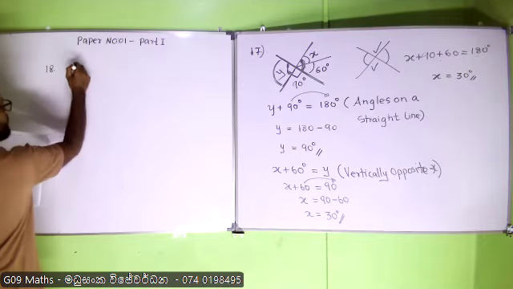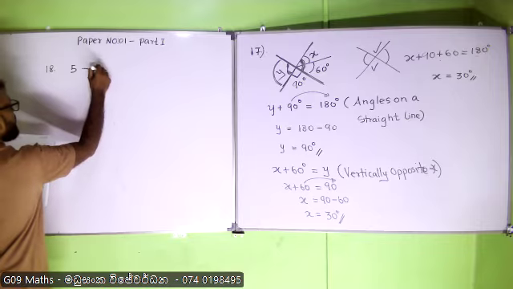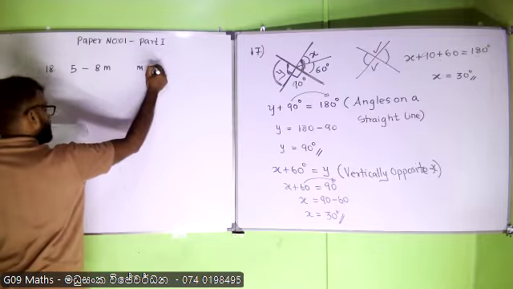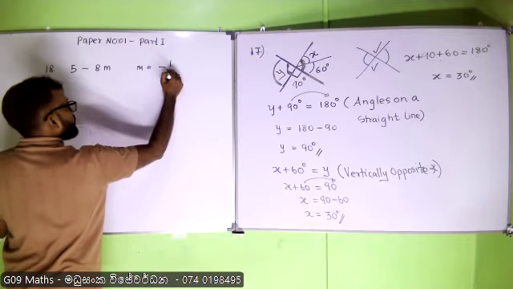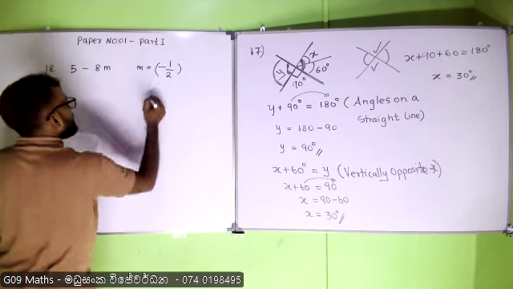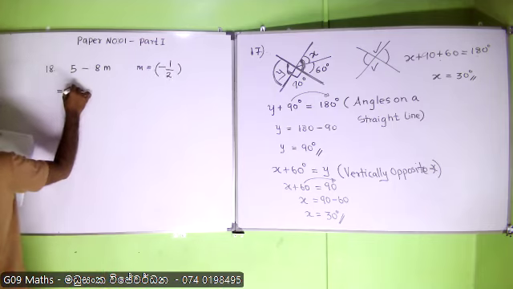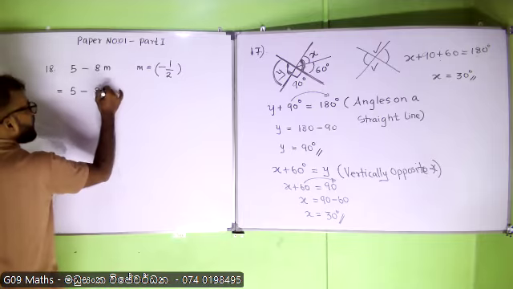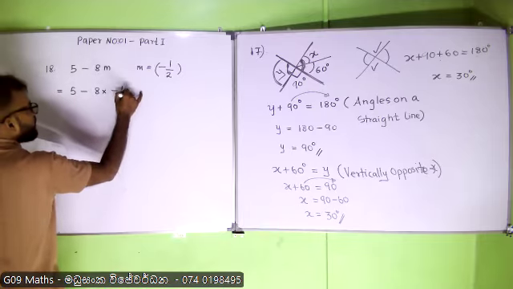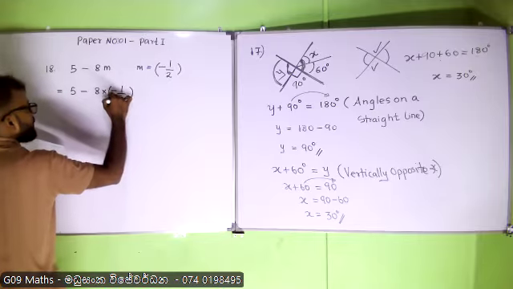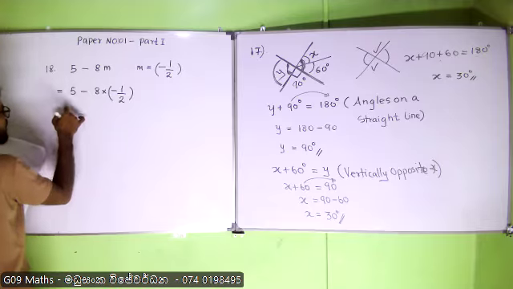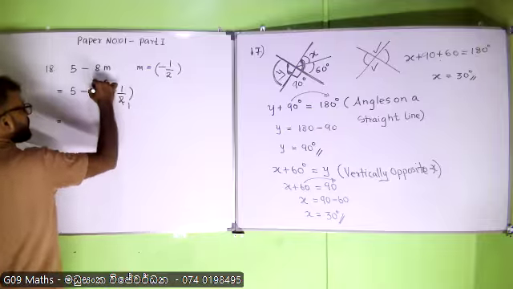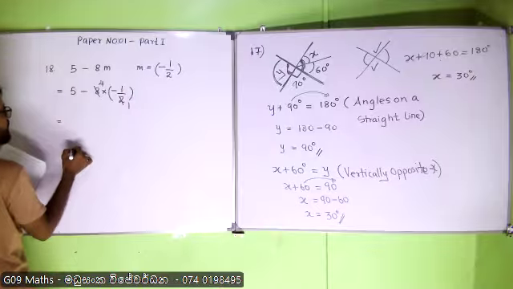Find the value of 5 minus 8m when m equals negative half. You have to substitute, as we did in the things today. Equal mark, 5 minus 8, and instead of m, I am going to substitute negative half inside the brackets. So I can simplify here the numerator and the denominator. 2 times 1, 2 times 4.